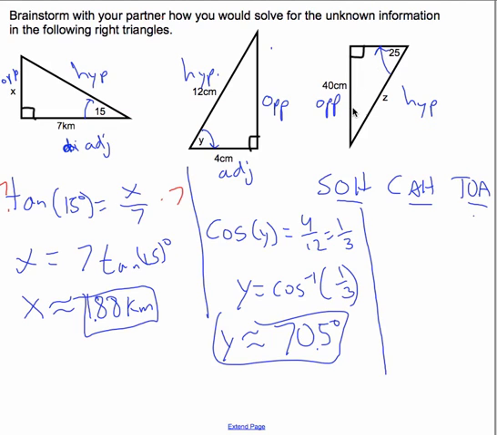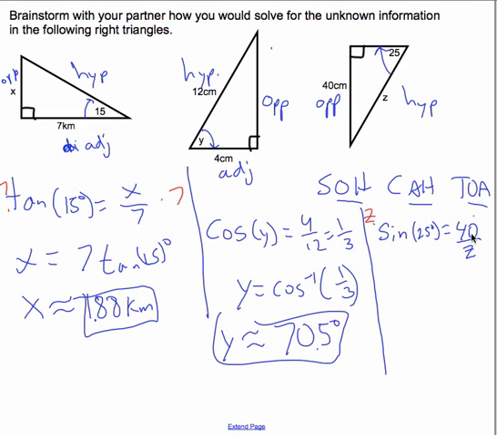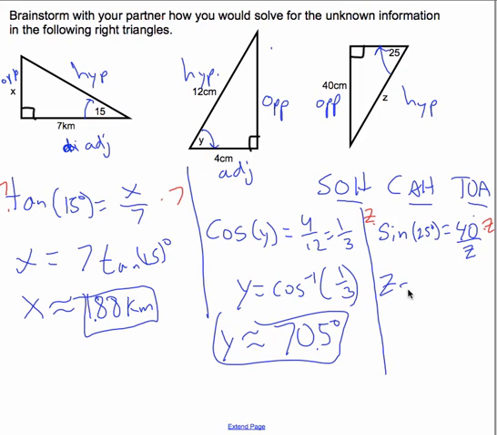Okay, in the last example, we have the hypotenuse and we have a side opposite of 25 degrees, so that's the opposite. And with opposite and hypotenuse, we use sine. So we have sine of 25 degrees equals 40 out of z, because z is the hypotenuse. So we have to solve for z. We can multiply both sides of the equation by z, and then we'll get z sine 25 equals 40. Then we have to divide by sine 25, and we get z equals 40 divided by sine 25.